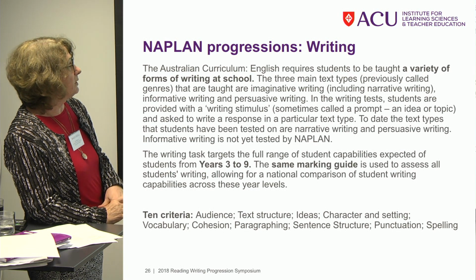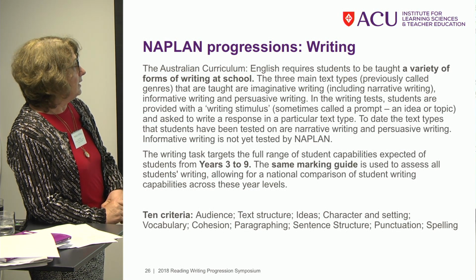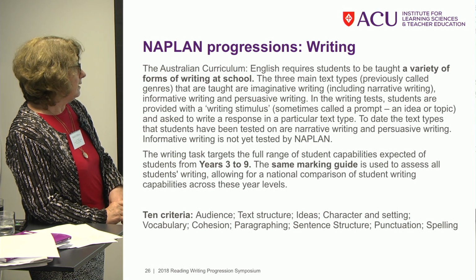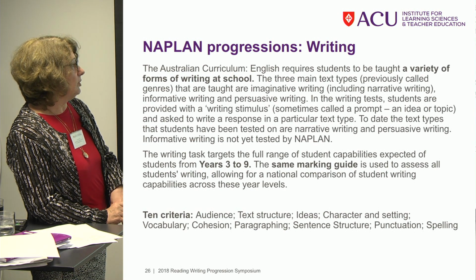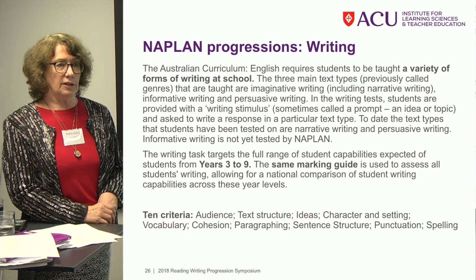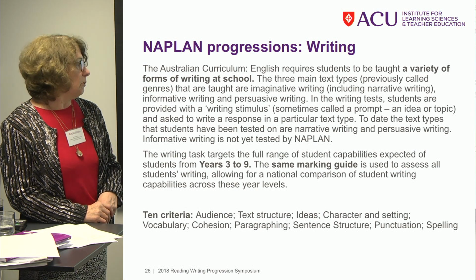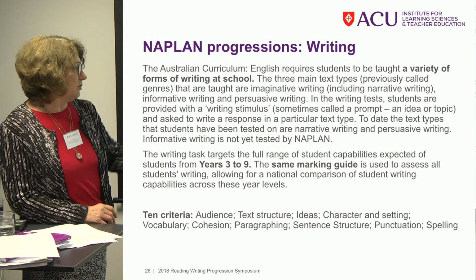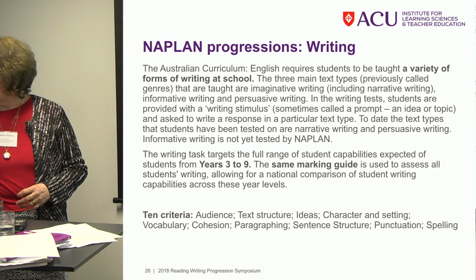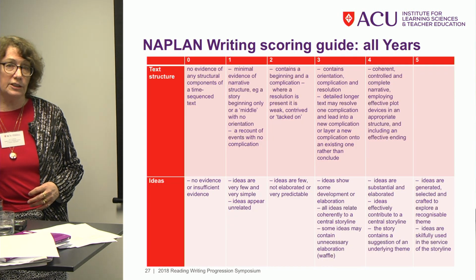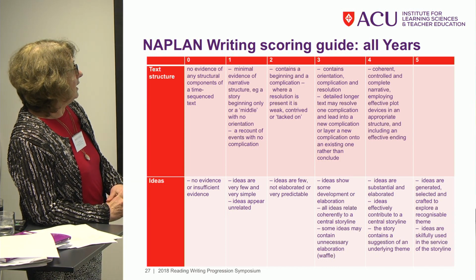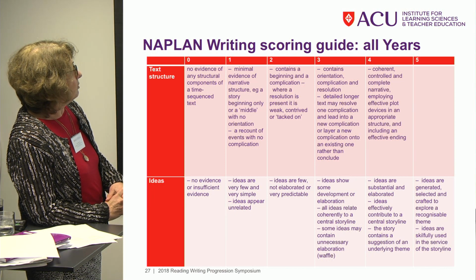Writing is quite different because we talk about students getting a variety of forms of writing. That students have been tested so far in narrative and persuasive writing. That the writing tasks target the full range of capabilities from years 3 to 9, and we use the same marking guide. So we don't have a progression outlined in the same way we have for reading. What we have is a marking guide with these 10 criteria. In fact, some of the analysis we'll be doing over the forthcoming 12 months will be looking at how these criteria relate in the longitudinal data sets we have for writing. So here are a couple of criteria, and these are the marking guides for writing.